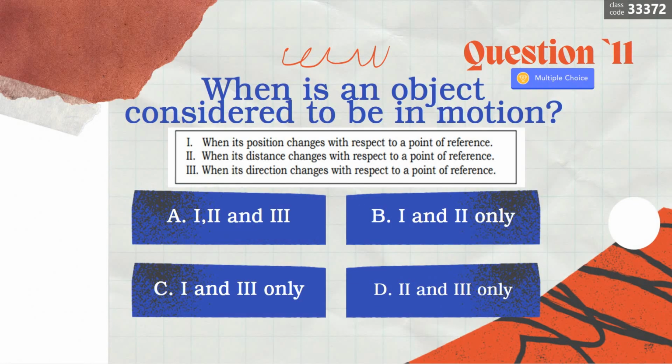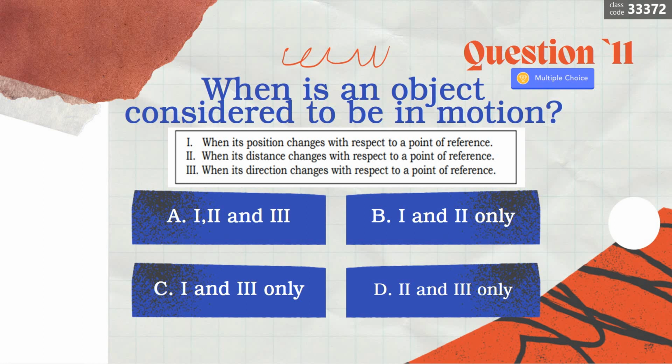Let's have question number 11. When is an object considered to be in motion? 1. When its position changes with respect to a point of reference. 2. When its distance changes with respect to a point of reference.